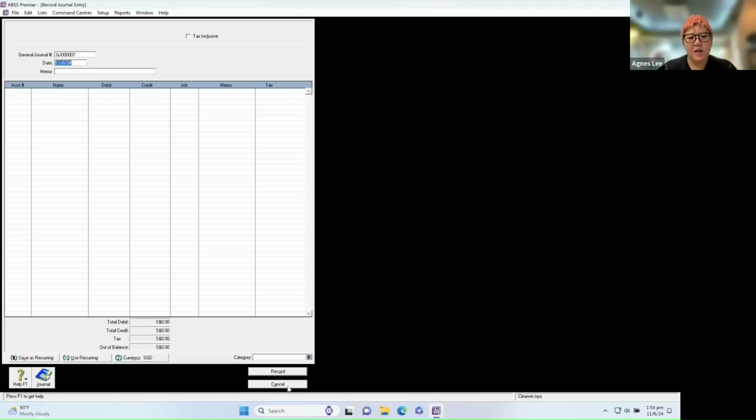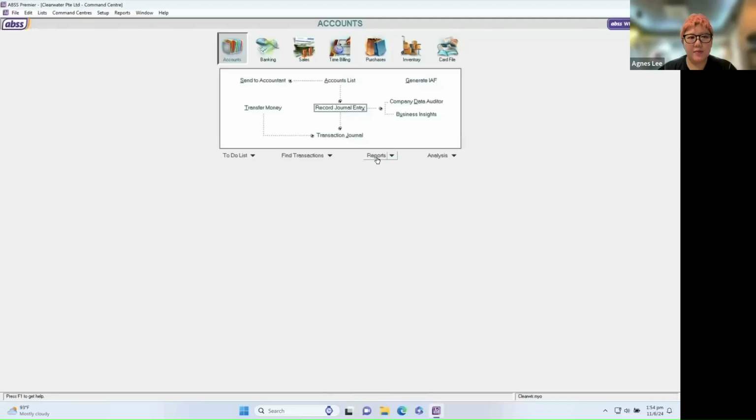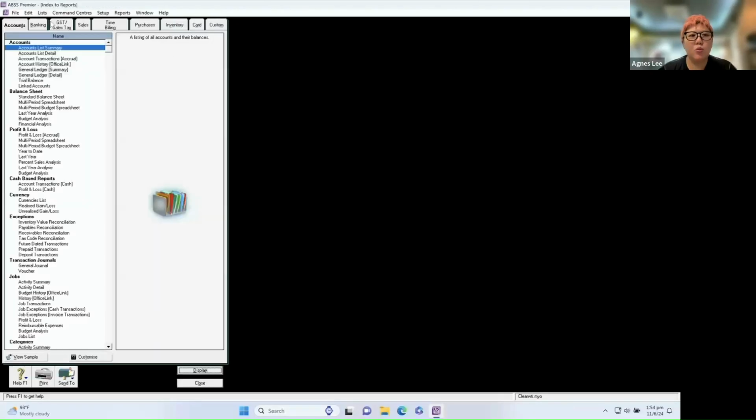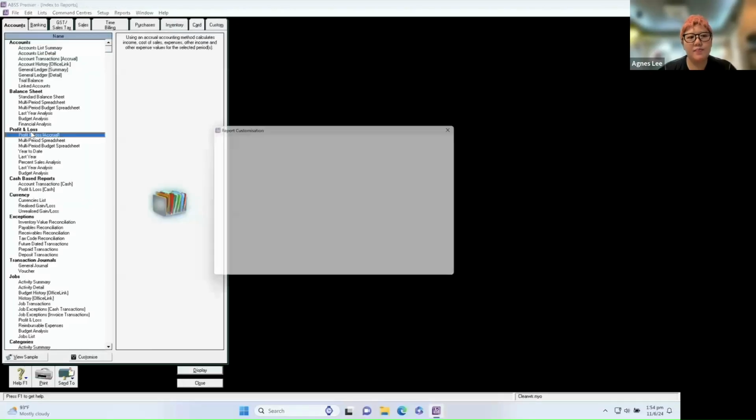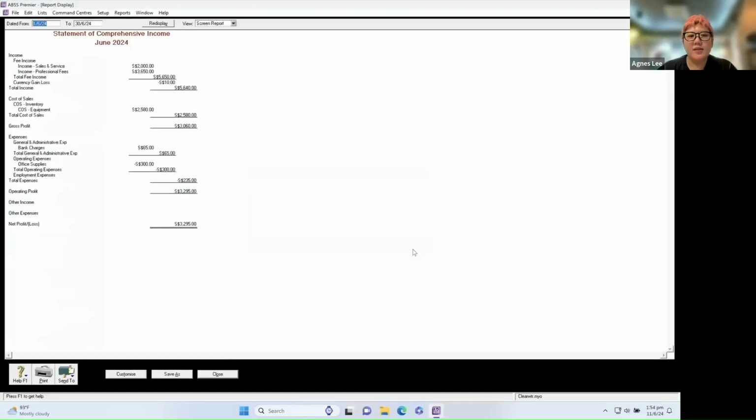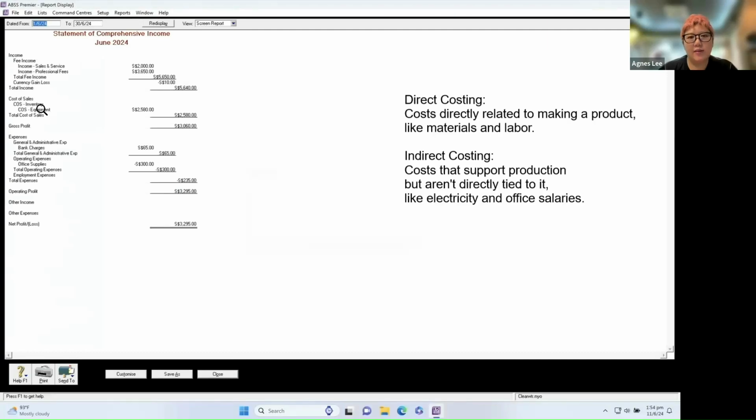The very last one is not really about double entries. It's more towards profit and loss. I always say it's more toward costing. Anything under cost of sales, we call it direct costing. Anything after the cost of sales, which means after the GP, we call it general expenses or indirect costing.